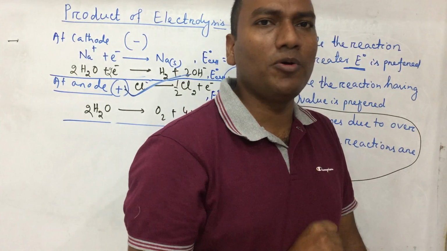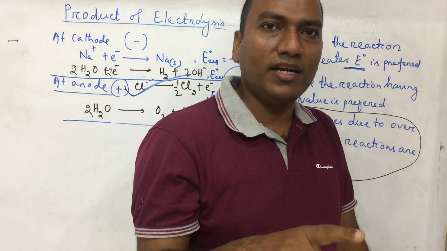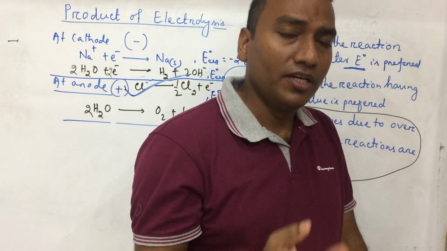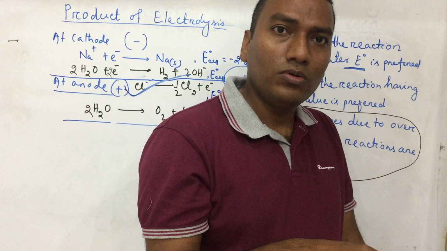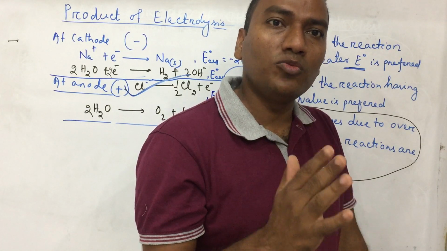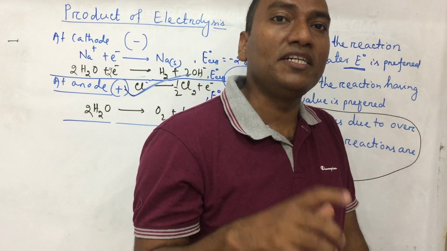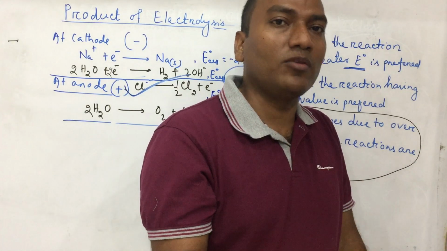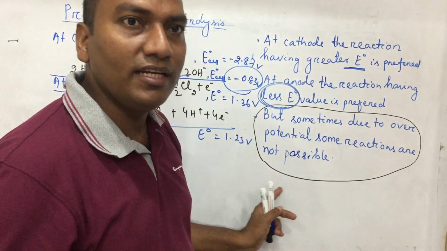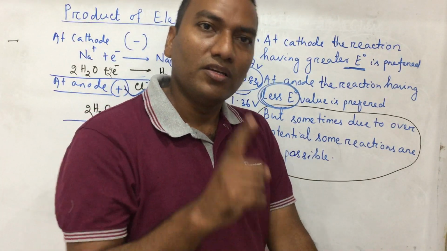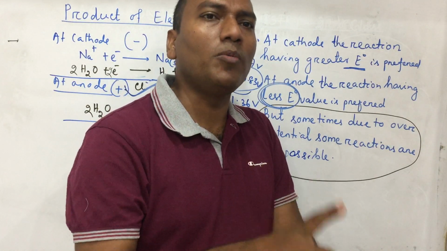So what is the meaning of overpotential? Overpotential means we are passing electric current so that electrolysis takes place. To break the water molecule to produce O2, and Cl- to produce Cl2 gas, a larger amount of electricity is required to break the water molecule. Hence, though its E° value is less, still the Cl- reaction is preferred because of overpotential.